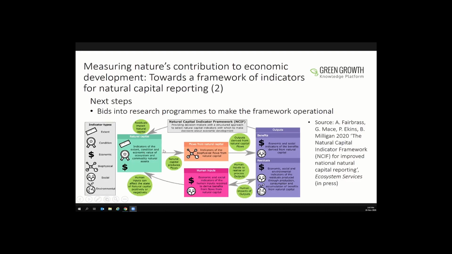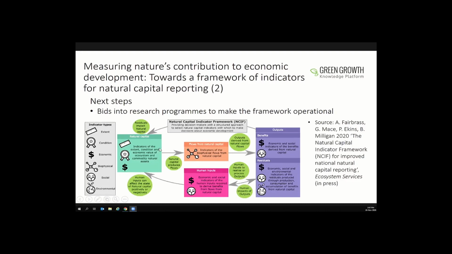As everyone knows, that then produces biophysical flows, and these are biophysical indicators of goods and ecosystem services that come from the natural capital. And then that produces outputs for humans, benefits that can be valued both in money terms, but also that have social impacts, and also residuals. And then there are various feedback mechanisms, as one expects to find in a complex system.